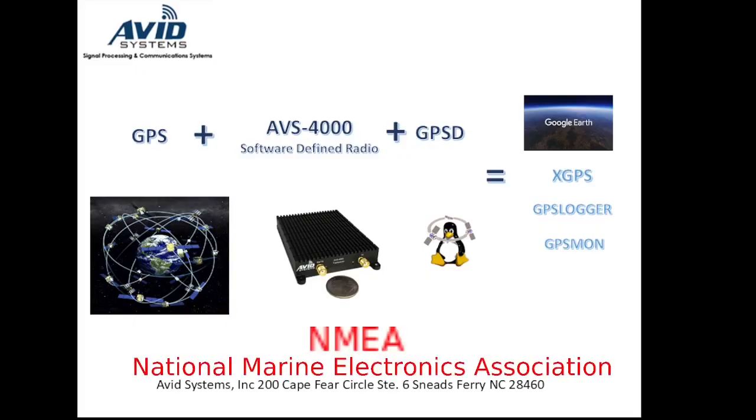GPSD is a Linux Software Service Daemon that can process NMEA data from one or more GPS devices over a serial interface. Applications interface to GPSD over a TCP socket, so remoting this data over Ethernet is easy. Some applications that use GPSD are Google Earth, XGPS, GPSmon, and GPS Logger.